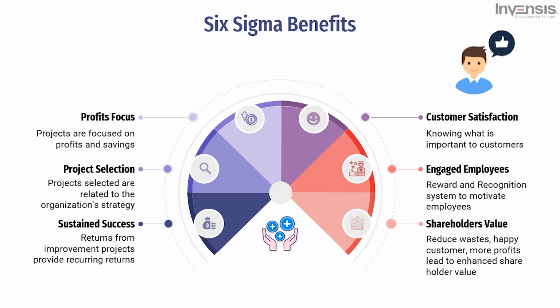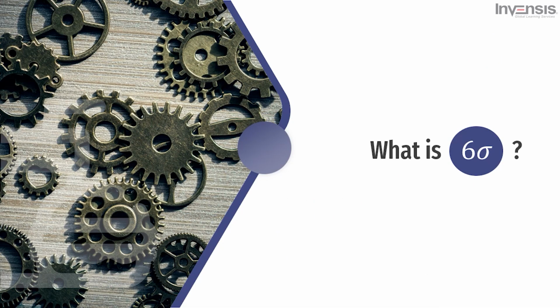So, after talking about the challenges which organizations have today and what Six Sigma can do to handle those challenges, now your question would be, what is Six Sigma? When we say Six Sigma, 6 is a number and sigma means standard deviation.